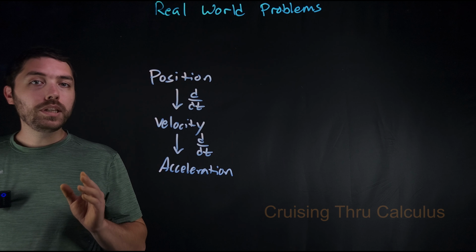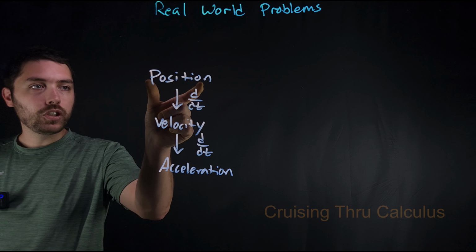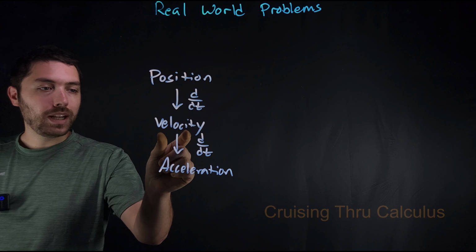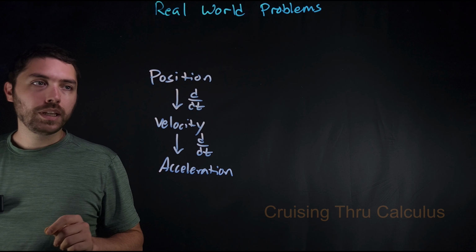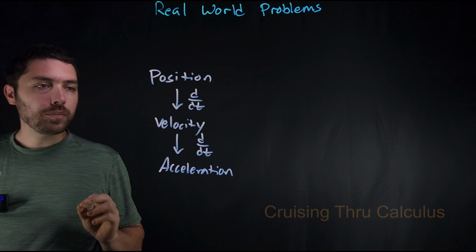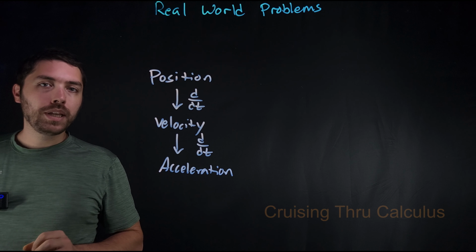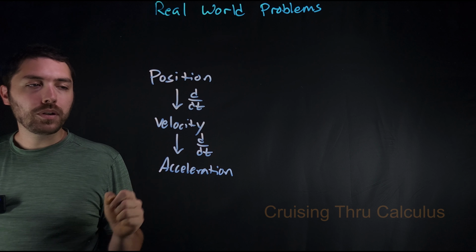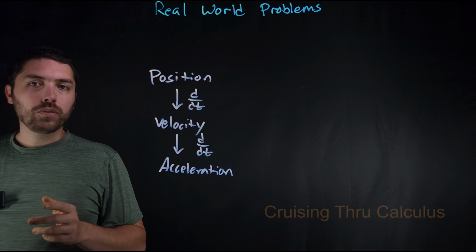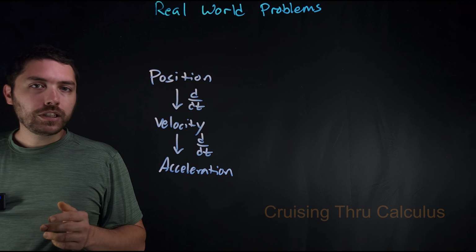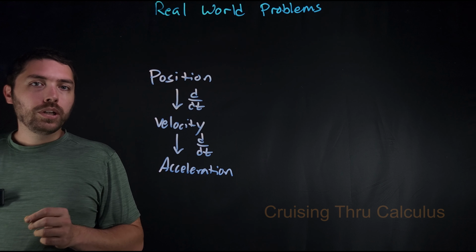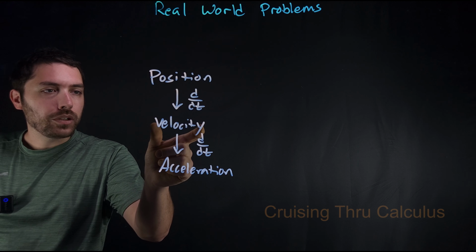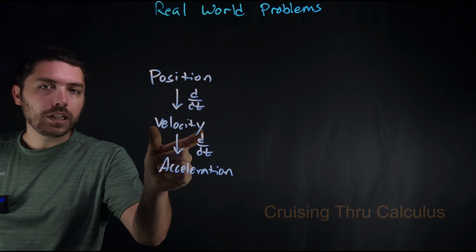You need to be really comfortable with the idea that if they give you position and you find the derivative, you're going to be given velocity. And if you find the derivative of velocity, you're going to get acceleration. Each piece here is going to give you a little bit more information about the problem. And depending on what they ask you, you might need to use one or two or maybe even all three at once. So for example, in one of the problems, it asked us for the velocity when it hit the ground. Well, in order to answer that, I would need to know how long it took for the object to hit the ground so I could plug it into velocity.